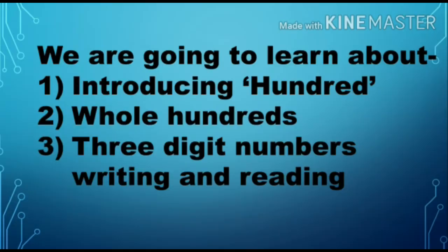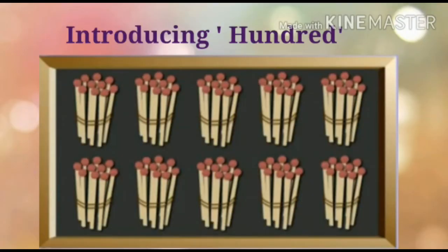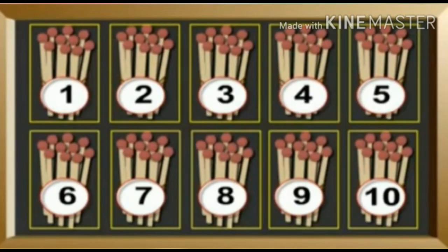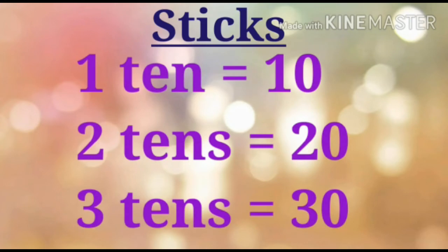If you notice this picture, each bundle has 10 sticks. Now, let us count the number of bundles. 1, 2, 3, 4, 5, 6, 7, 8, 9, 10. So, there are 10 bundles of sticks and each bundle has 10 sticks. So, it means 1 ten of sticks makes 10.